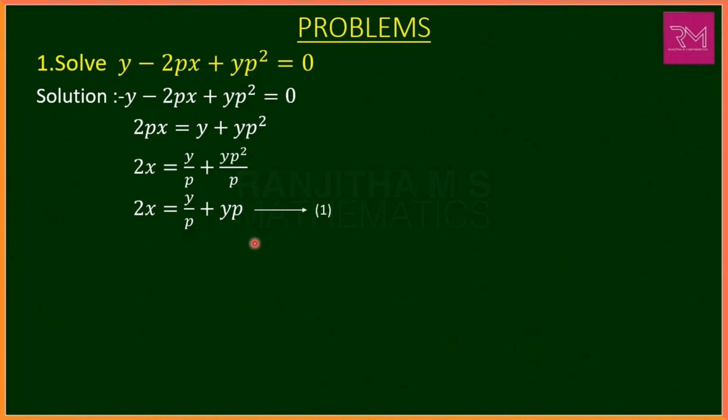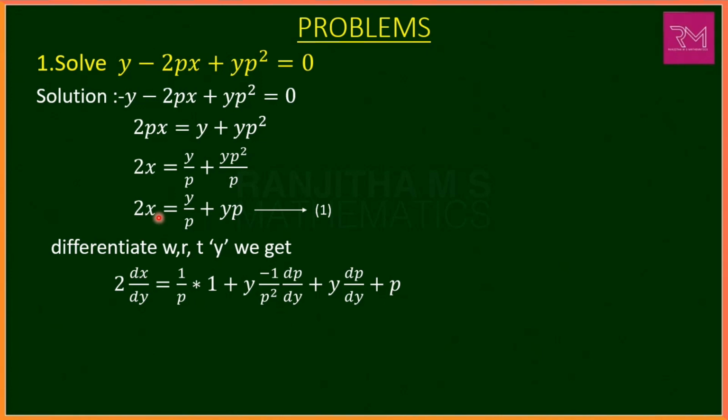Here this is the first step. Second step, we have to differentiate this equation 1 with respect to y. We get 2 into dx by dy, which is the differentiation of x with respect to y, and here both y and p are functions, so we have to apply the product rule. Take 1 by p as the first function and y as the second function.